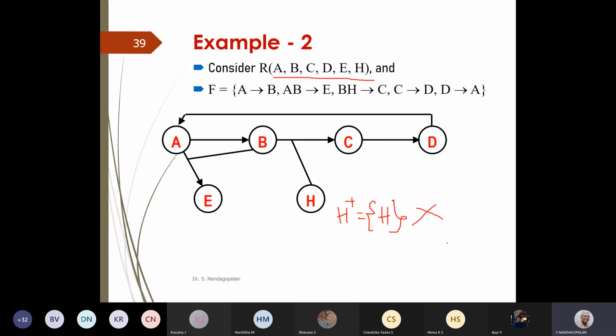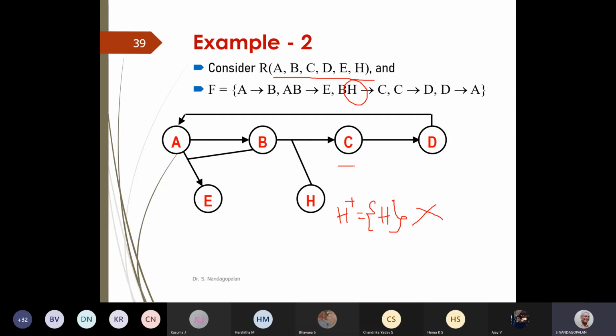Then what is the use? It cannot be called a key. So that's the idea. Now what to do? We say that H appears only on the left, but we don't conclude that this can be a candidate key. So what to do? Now we have to pick the attributes where the ambiguity is there.